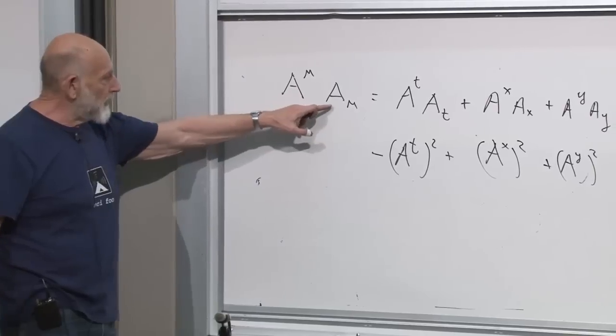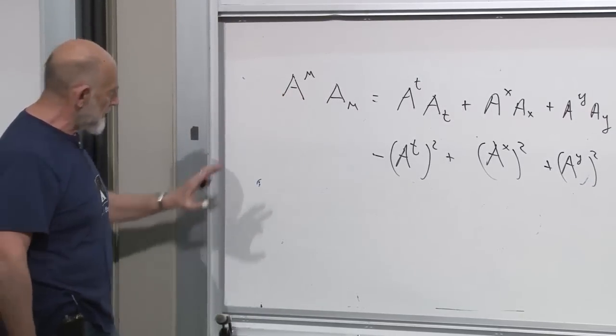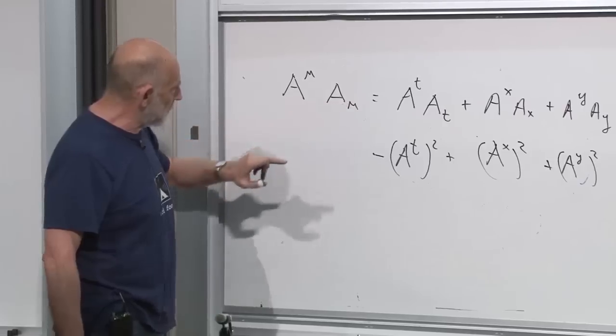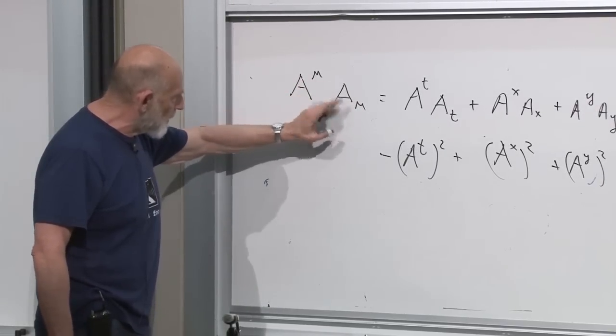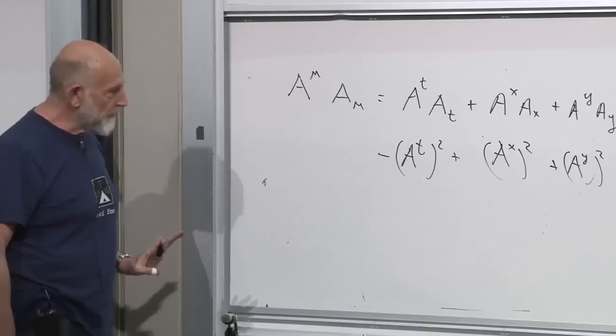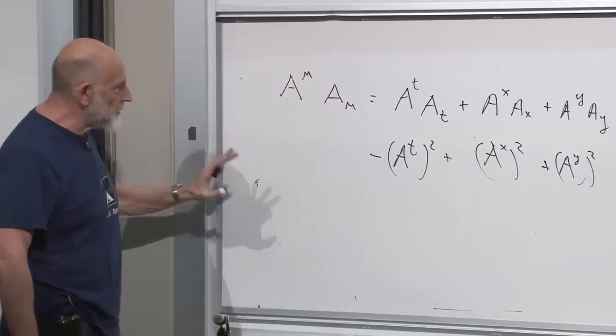And how do we do it? We do it by soaking up all the indices. It's called contracting the indices. Contracting the indices means when you see two indices which are the same, an upper and a lower, you sum over them. This quantity with an upper and a lower index summed is a scalar.